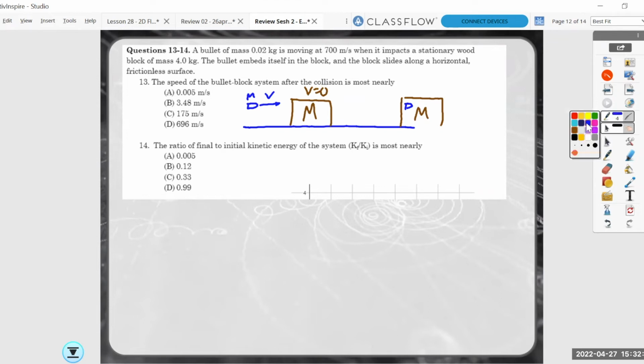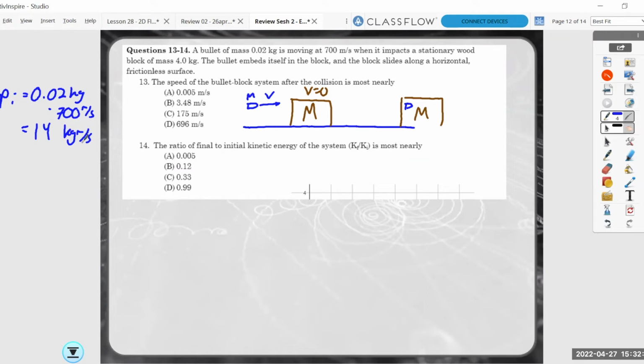So if we look at the initial momentum of the system, it's a mass of 0.02 times a velocity of 700 meters per second. So I can go ahead and calculate that. Yeah, I did this right. 0.02 times 700. So it's got a momentum of 14 newton seconds, or 14 kilogram meters per second. The units are the same to begin with. Well, after the collision, how much momentum does the system have? No, the exact same amount, 14.